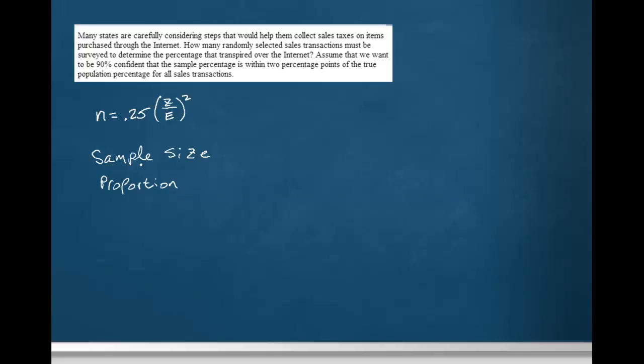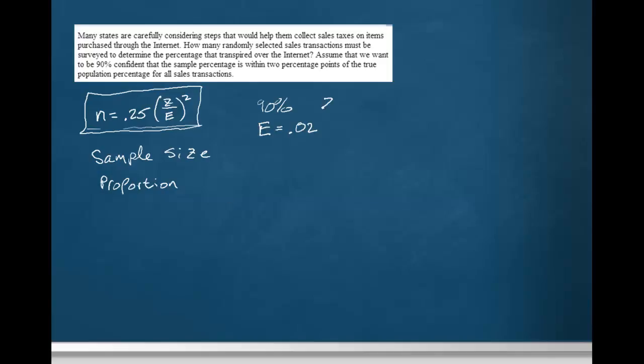The formula for calculating a sample size when you're conducting a study about a proportion is here. N is equal to 0.25 times (Z over E) squared when there is no estimate for the sample proportion, which we don't have here. All we have here is a 90% confidence level, and we are told that we are to be within 2 percentage points. And that means then that the margin of error will be 0.02.